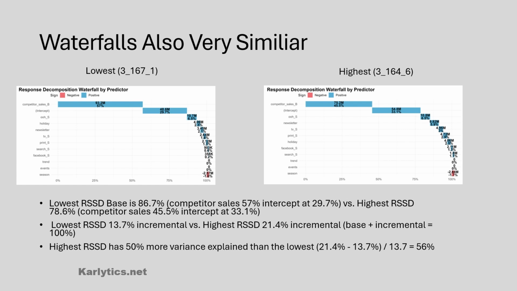First, we will look at the waterfall. This shows how much of your sales are attributed to each channel. The first and highest factor is competitor sales. When our competitor is selling more, then we are also selling more.